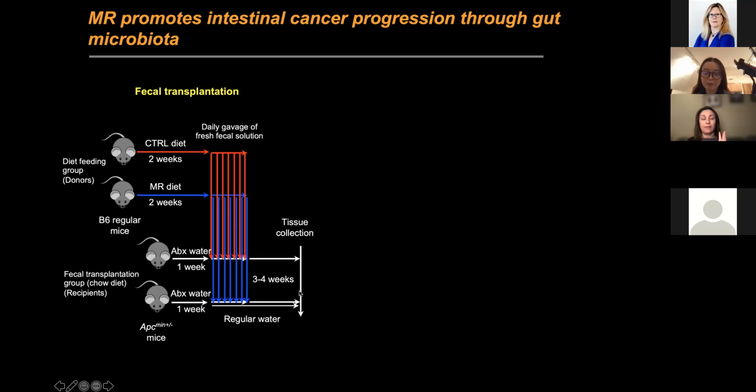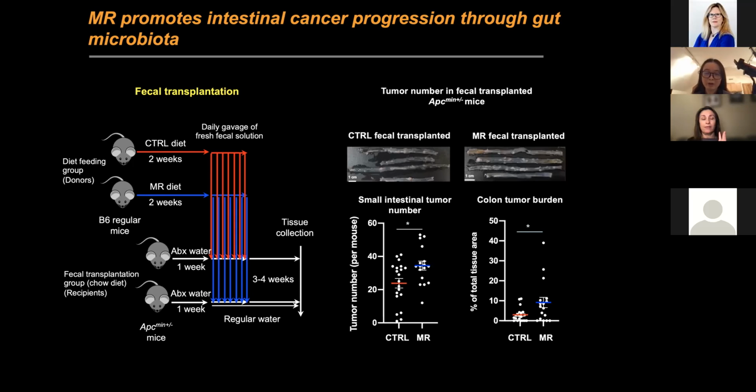It's really remarkable. This 1 week of fecal transplantation is sufficient to induce tumor formation in the APC mice from the methionine restricted donor animal, and also increases the tumor number and the tumor burden.